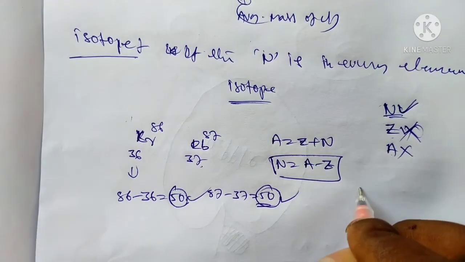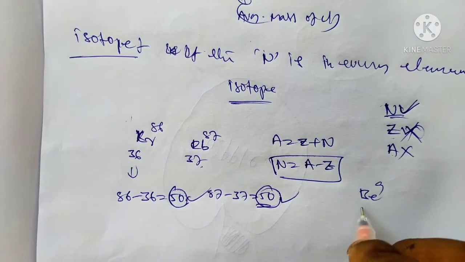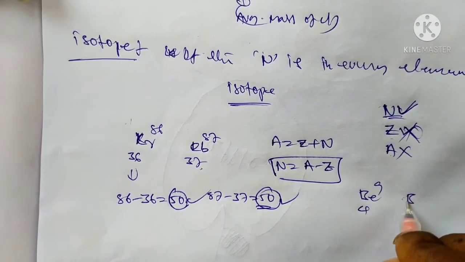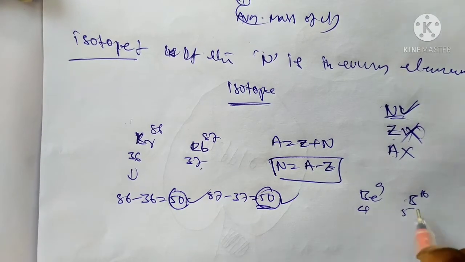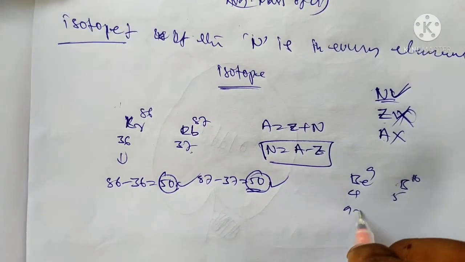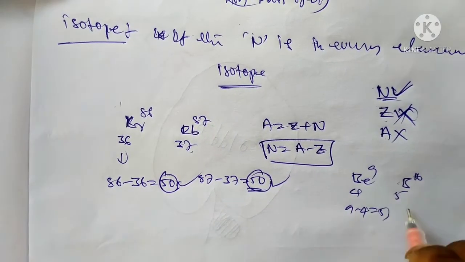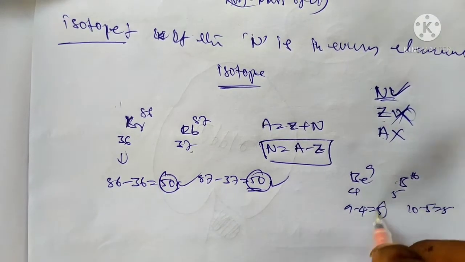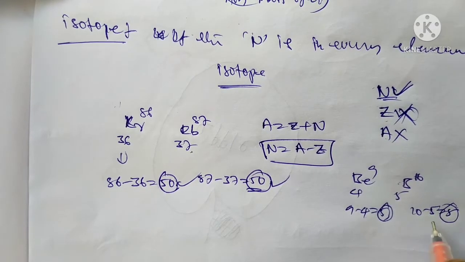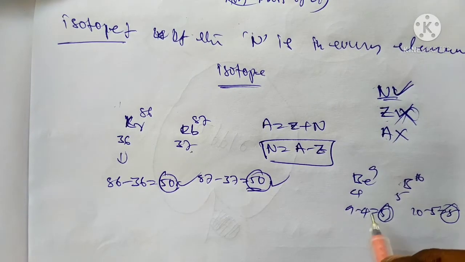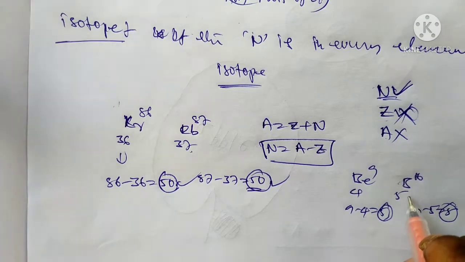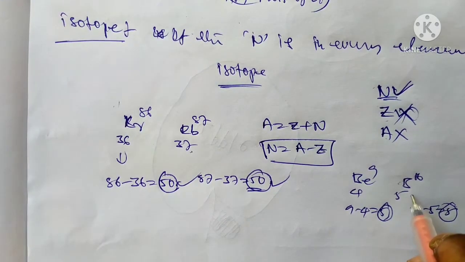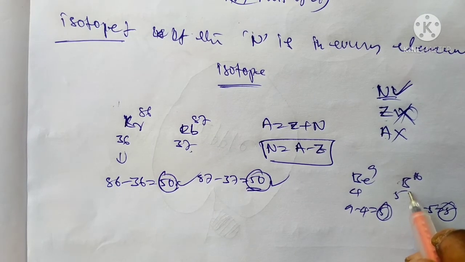Another example is beryllium 9/4 and boron 10/5. Here 9 minus 4 is 5, and here 10 minus 5 is 5. The number of neutrons is the same, while the proton number and mass number are different. Elements with the same neutron number are called isotopes.